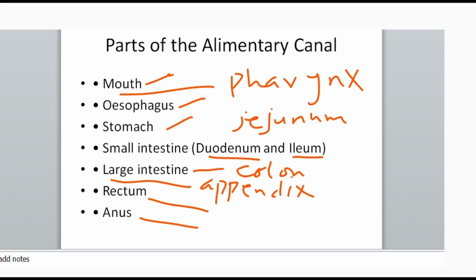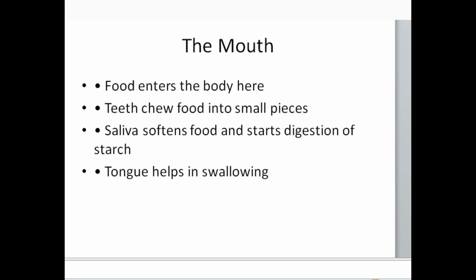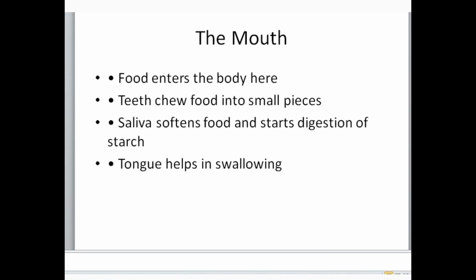Now, let's talk about the mouth. What happens in the mouth? The first thing is that the food is ingested in the mouth.